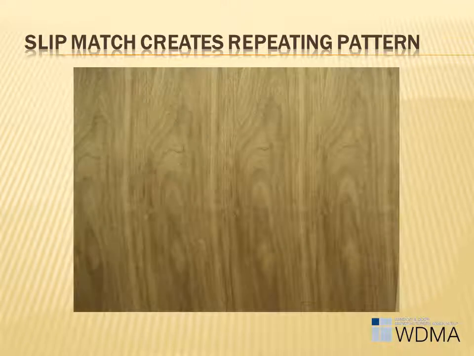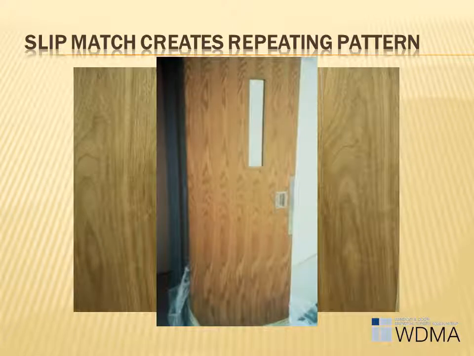Slip match involves placing adjoining pieces of veneer in sequence without turning over every other piece. The grain figure repeats, but joints won't show a mirrored effect. Slip matching is often used in quarter cut veneers to eliminate barber pole effects. It may, however, cause a sloping appearance of the veneer, especially in taller doors.